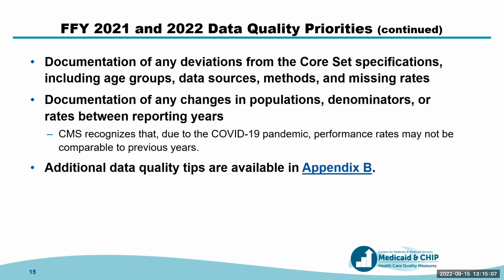All right. Finally, I'd like to emphasize the importance of data documentation. States should document any deviations from core set specifications, such as differences in age groups, data sources, and methods. Additionally, states should document any changes in populations, denominators, or rates between reporting years. CMS acknowledges that rates may not be comparable over time due to the COVID-19 pandemic. Additional data quality tips are available in Appendix B of this slide deck, which will be posted on Medicaid.gov in the coming weeks. Next slide, please.